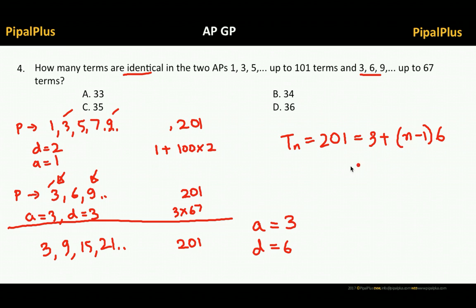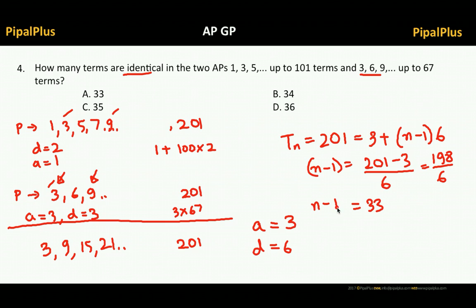So when we solve this, we get n minus 1 equals, we take 3 here, 201 minus 3, and we divide this by 6. So this is 198 by 6. So this is equal to 33. So if n minus 1 equals 33, then n will be equal to 34. So in the series that we get by picking out common numbers from both of these original series, there are 34 terms.